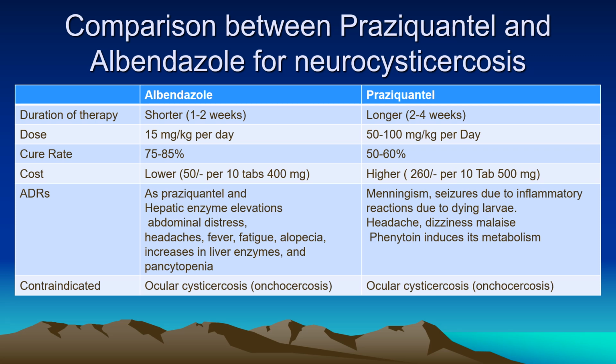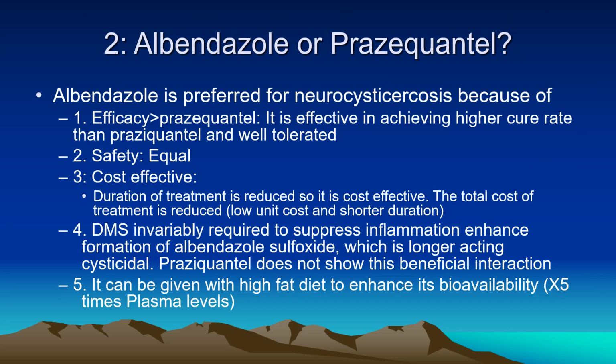Now, duration of therapy is usually shorter with albendazole compared to praziquantel. The cure rate is a little higher with albendazole, and cost is much lower as compared to praziquantel, so it is more cost effective. Adverse drug reactions are more or less comparable, and contraindications are also the same. So, looking at these comparisons, albendazole is preferred in neurocysticercosis because it has more efficacy.